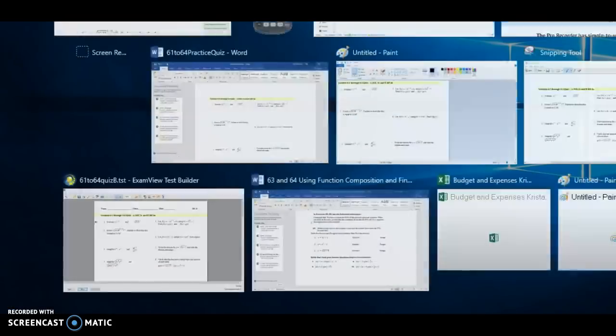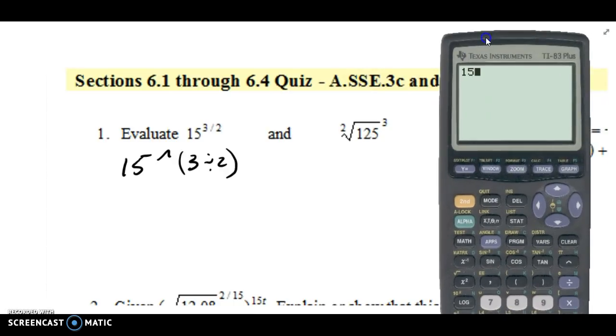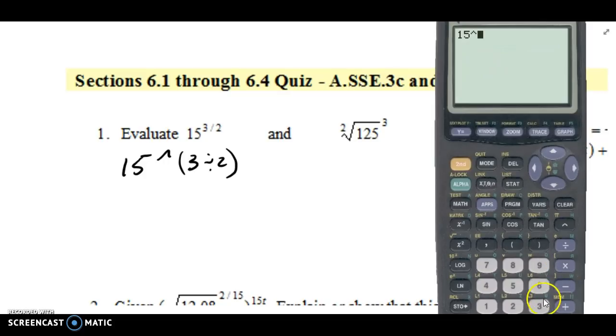It sounds like, oh, that's a really easy question. Well, you'll be surprised how many students forget it. So let's go back here so you can see my calculator. There I typed in the 15. I'm going to hit the power button, and then we're going to do 3.